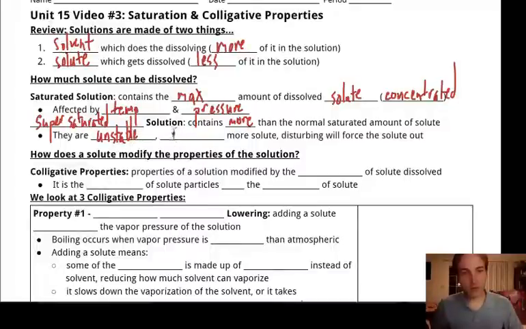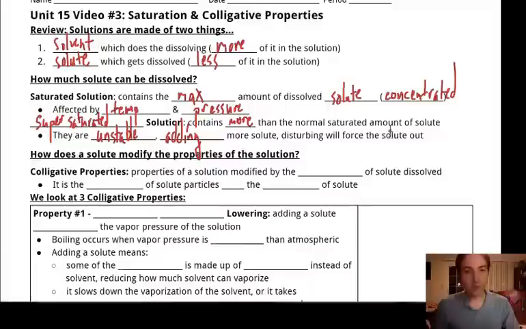And in fact, adding more solute or disturbing it will force the solute out. In other words, you'll have this nice dissolved solution, you add a little bit more, you do something to disturb it, and then all of a sudden everything you dissolved just falls out of solution. And it often has a crystalline type of appearance, and so you'll see crystals growing in the solution or something like that.